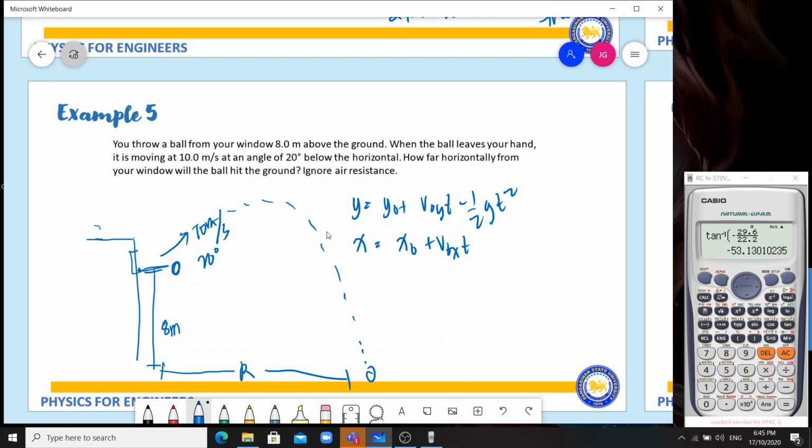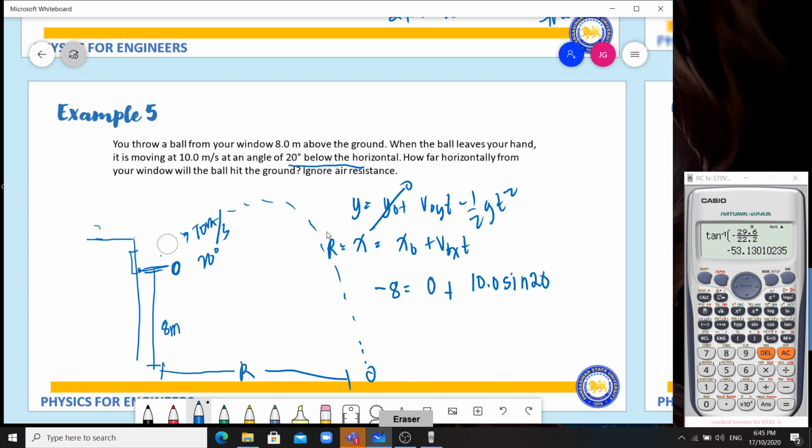Kung ang 0 natin ito, hanapin muna natin yung time kasi ito yung range. Kaso wala tayong time, so we have to find the time. Ang initial natin is 0 kasi ito yung datum natin. Ang final natin is negative 8 kasi pababa. So, negative 8 is equals to 0 plus VO is 10.0 sine 20 degrees, 20 degrees below the horizontal.